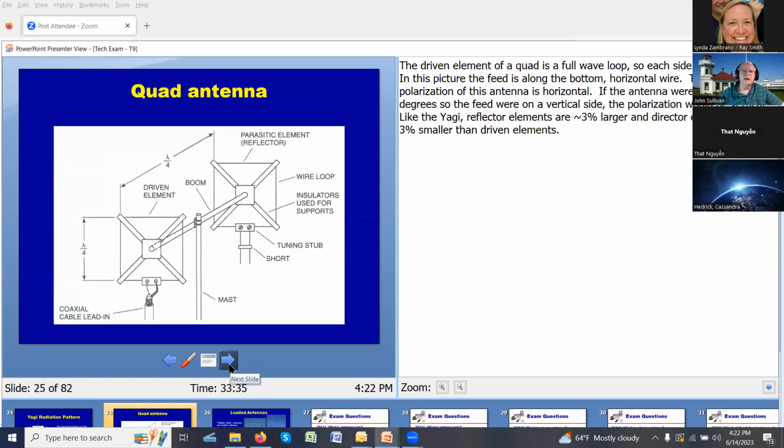Okay, another type of directional antenna is called a quad antenna. In this case, the driven element, which is right here, is actually a full wavelength, but it's a loop. So each side of it is a quarter wavelength. And then you've got a boom that holds another parasitic element over here. And it focuses the energy, another type of directional antenna.